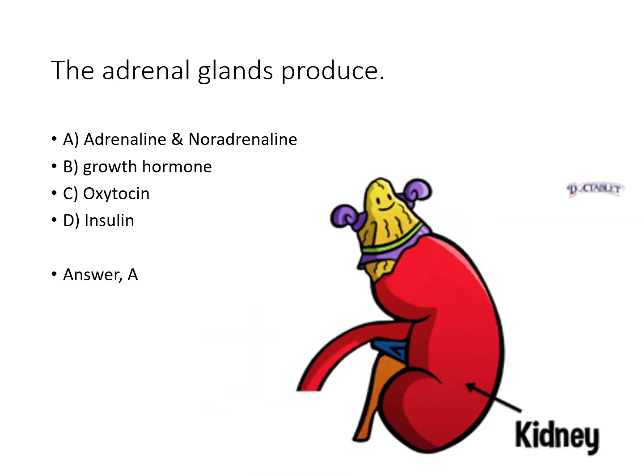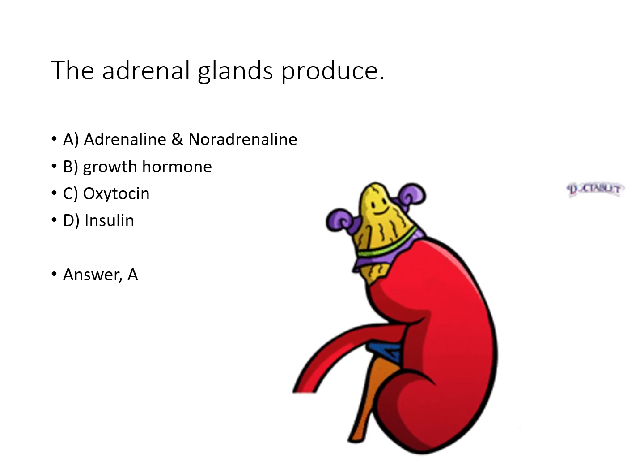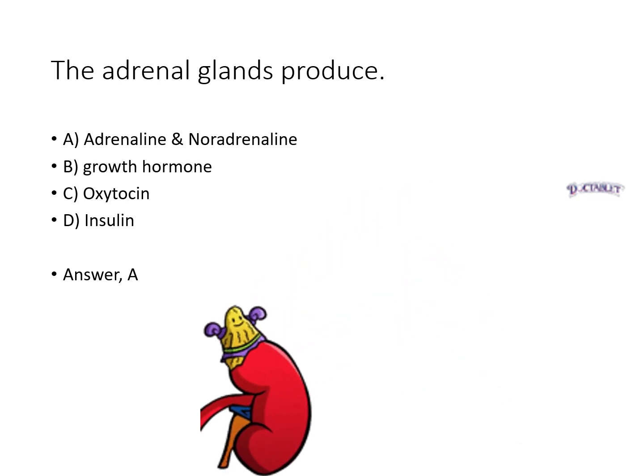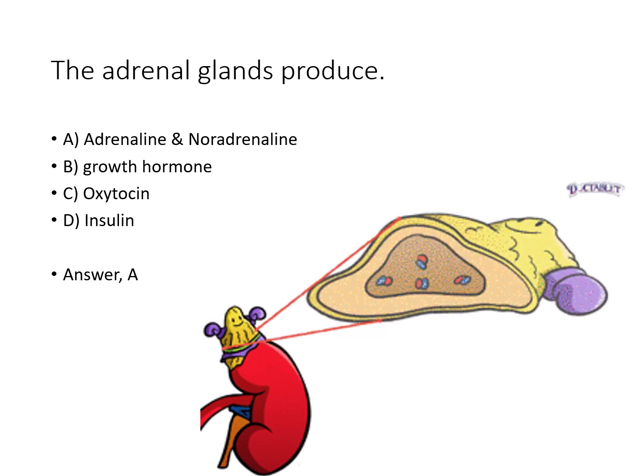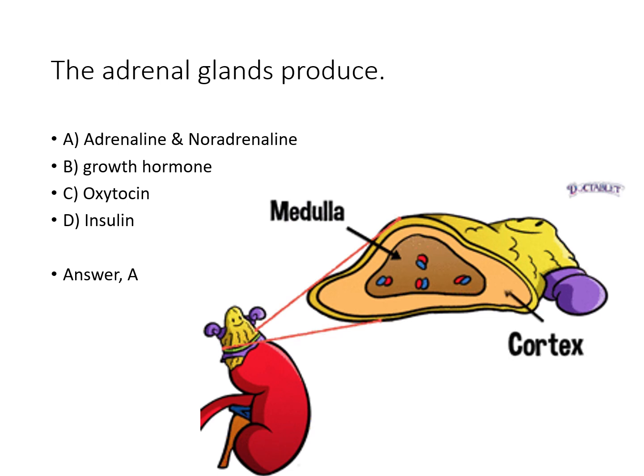Okay? There's a nice little gif of the kidney with the adrenal glands sitting on top of the kidney like a little baseball cap. And when you chop the adrenal gland up a little bit, you've got the middle bit, the medulla, and an outer bit called the cortex. And they both produce slightly different hormones, which we might go into a bit later on.